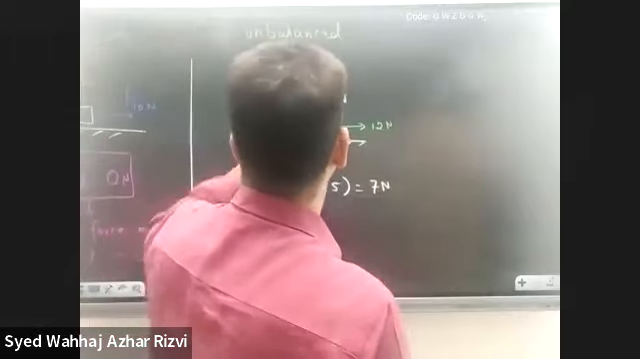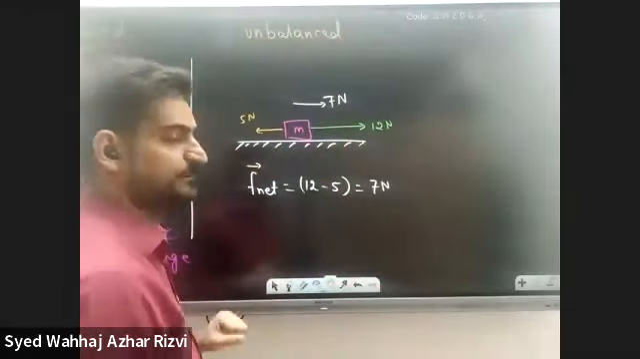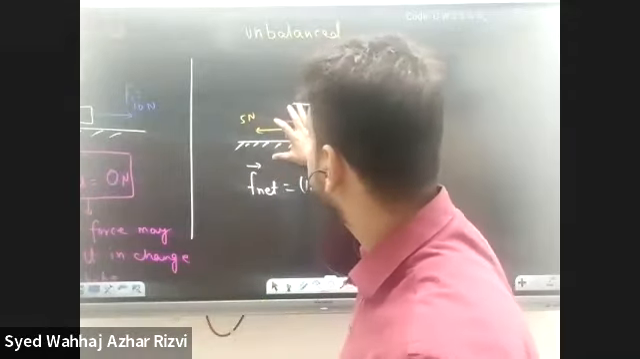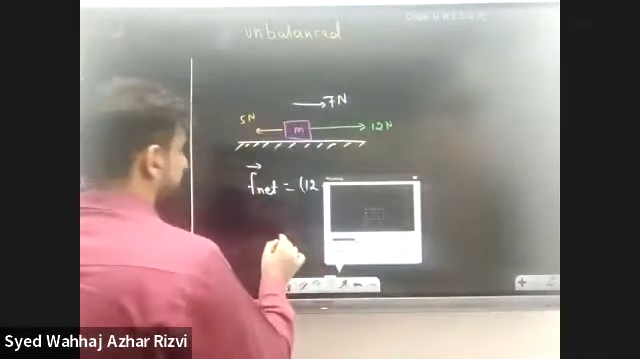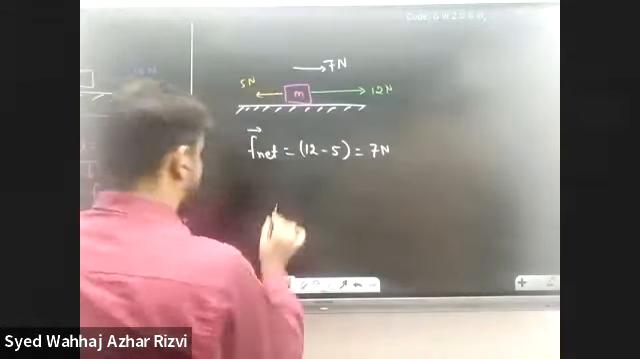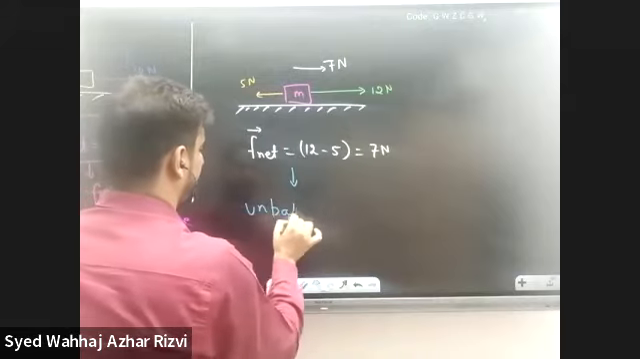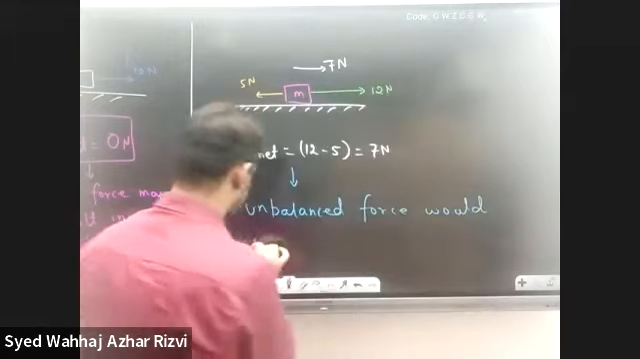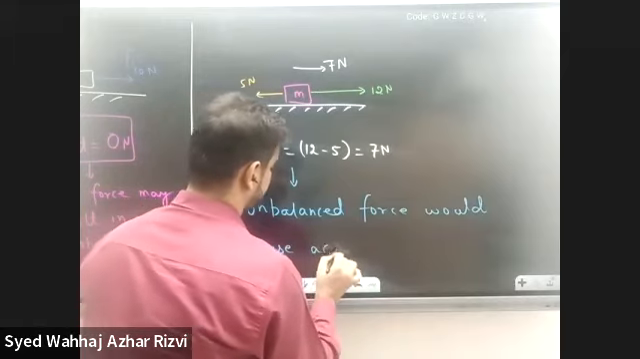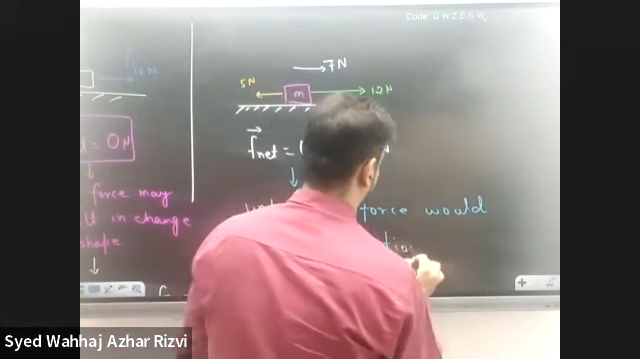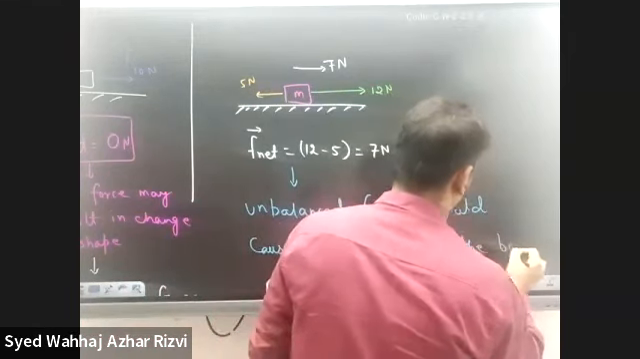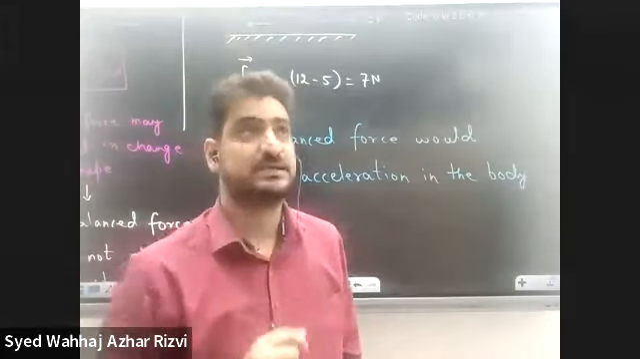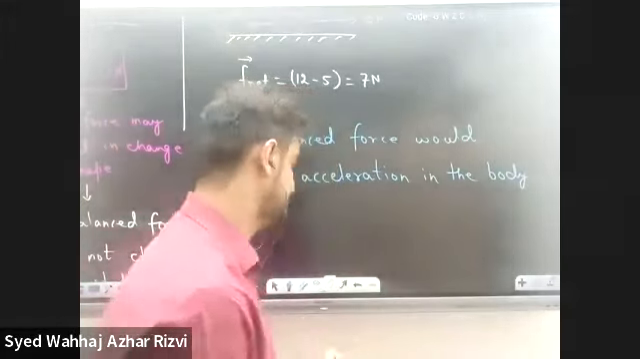Good. Now this 7 Newton force, what is it going to do with the block M? It's not a balanced force. There's a net force. The net force is not zero. So this is going to change the state of its motion. It's going to get accelerated, right? So an unbalanced force would cause an acceleration in the body. That means the body would start moving. Its speed would change. Its velocity would change.